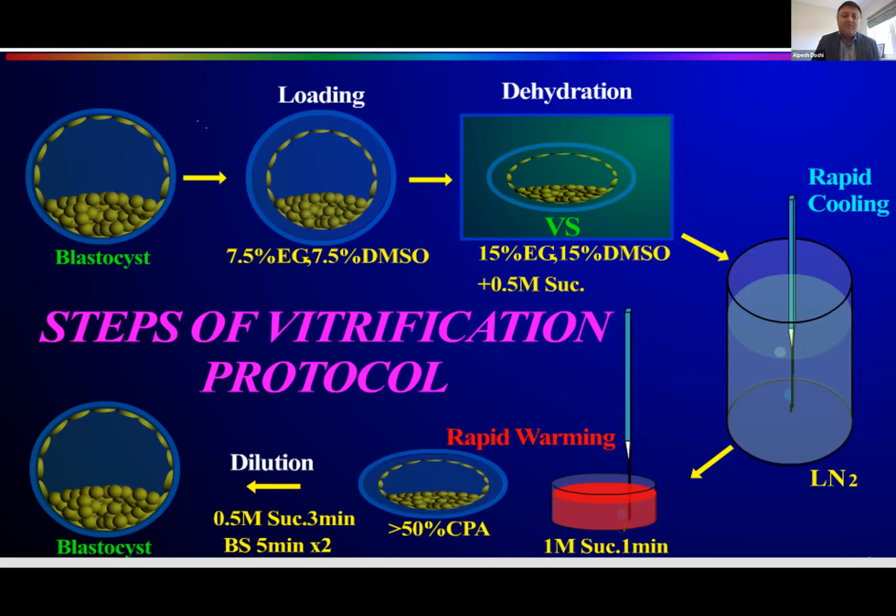So again, when you're warming, you first remove the embryo from liquid nitrogen, and with a very rapid technique, you place it into 1 molar sucrose media for about a minute at 37 degrees.